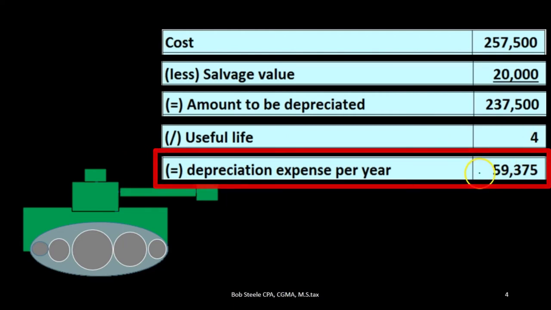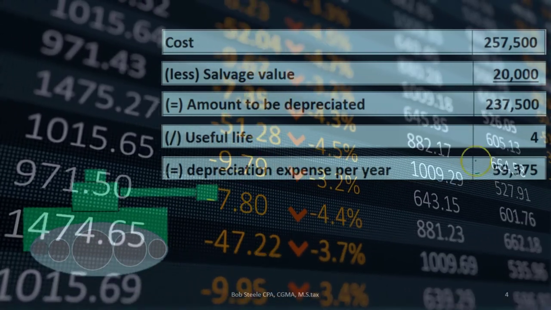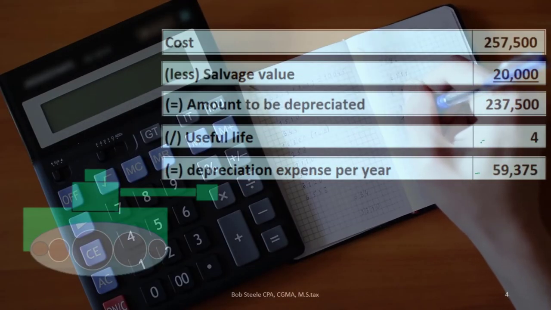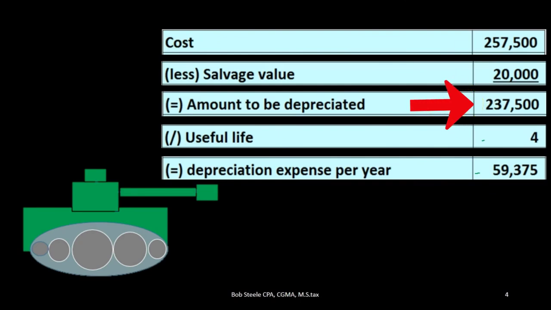That means that we're going to record depreciation expense of $59,375, lowering net income by that even amount each year. We're going to do that for the useful life of 4 years in this case, meaning that we will have accumulated at the end of those 4 years accumulated depreciation of this $237,500. And the book value then would be the cost less this $237,500, leaving us with the salvage value at the end of the useful life of $20,000.